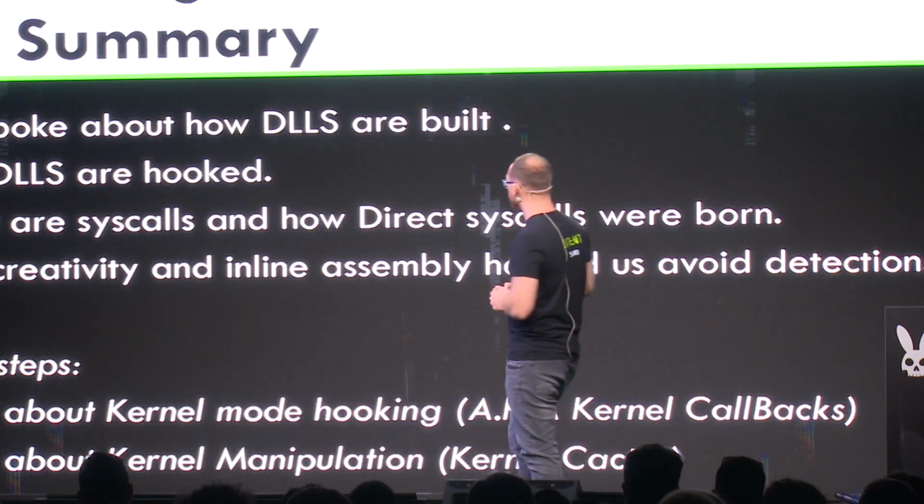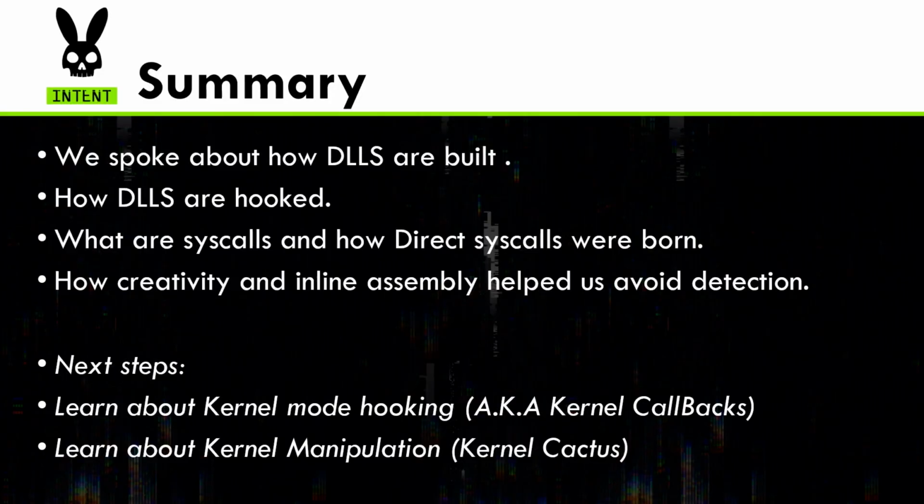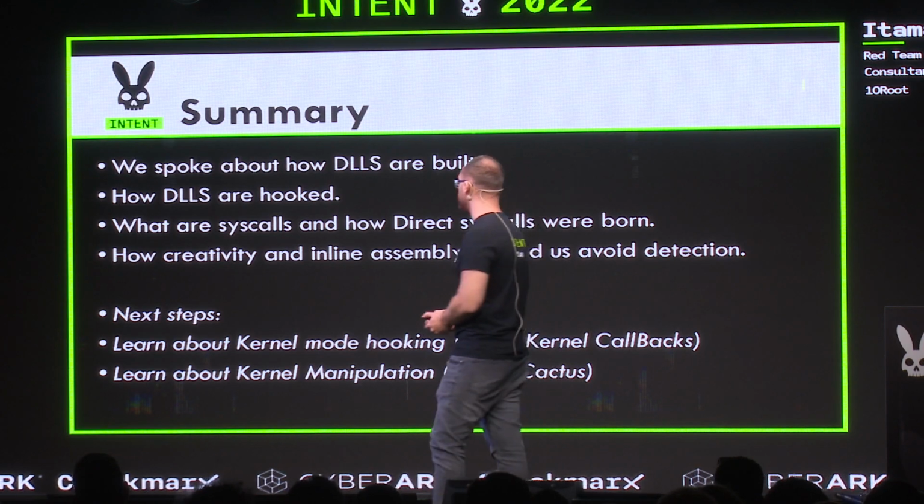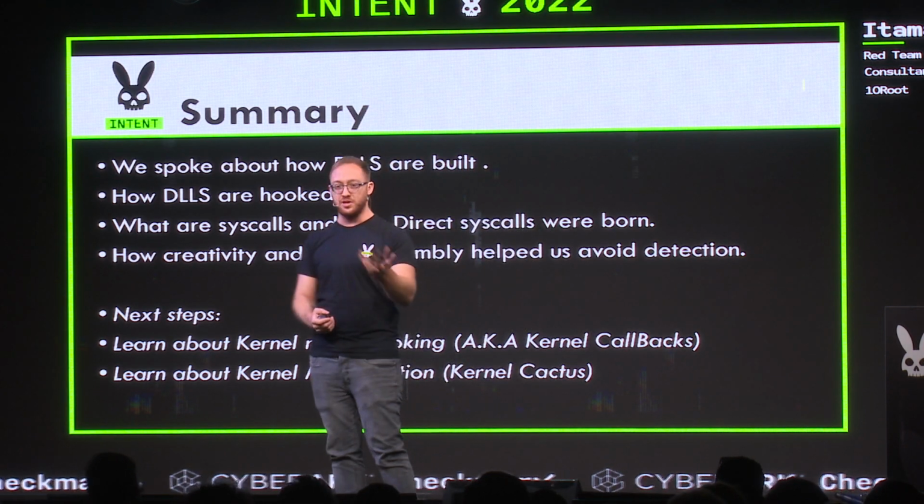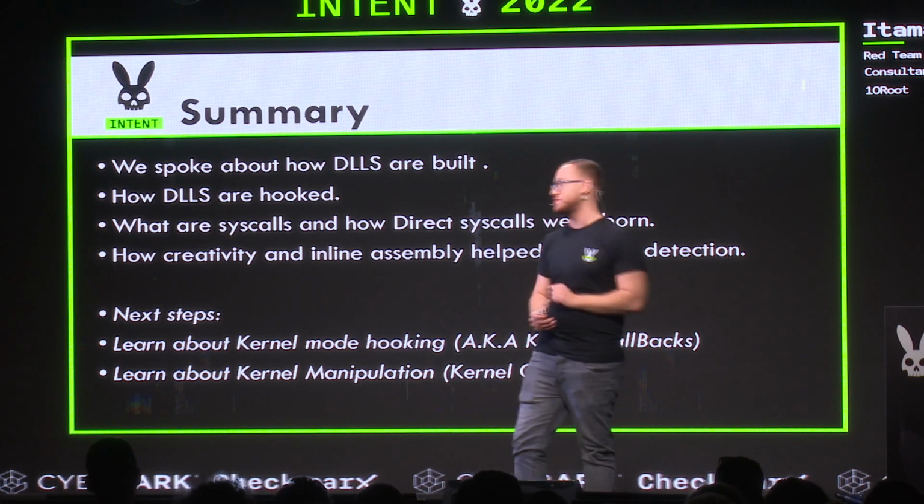As a summary, we spoke about how DLLs were built, how they are hooked, what syscalls are, what direct syscalls are, and how we can combine them with inline assembly and a bit of creativity to make something that is harder to detect. The next steps that I would suggest taking is to learn about kernel mode hooking, aka kernel callbacks, and to learn about direct kernel manipulation. And I would suggest the Kernel Cactus project as a great resource.